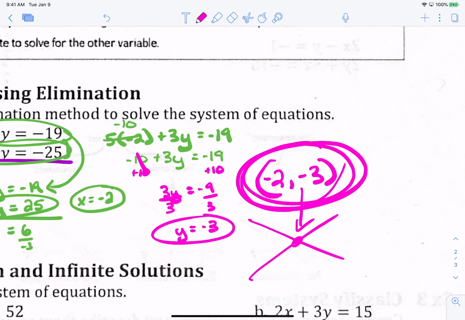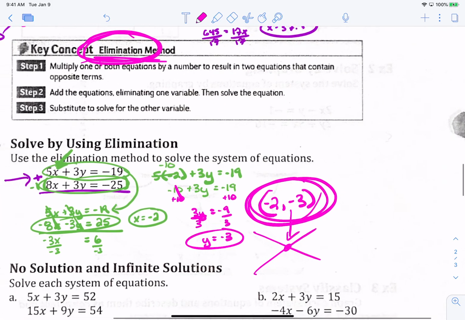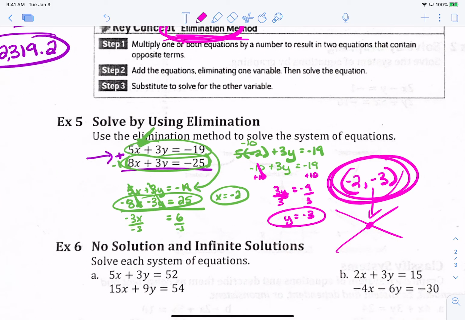Could you solve both of these equations and get the same answer by doing substitution? Yes. Good question. Another good question. Can you do substitution with this guy and get the same answer? Yes, as long as you do everything correct, right? Will it be uglier? Yes, it will be, because this one is set up and ready to go for elimination, right? Elimination would be a lot easier in this problem.